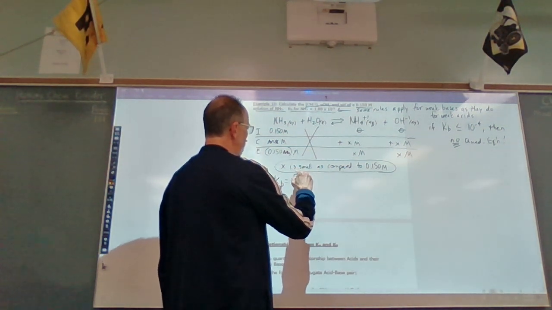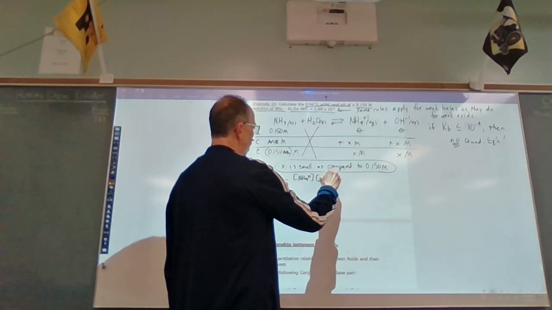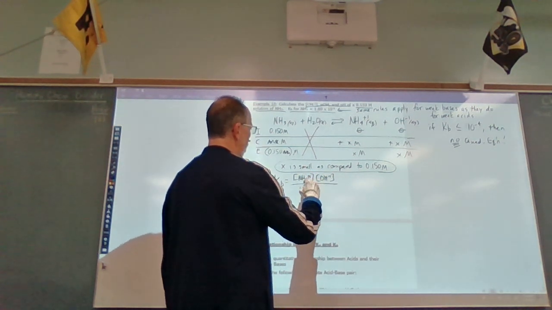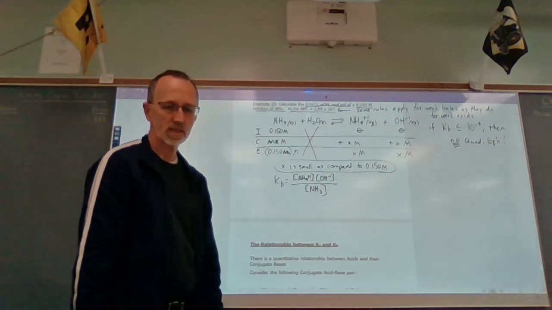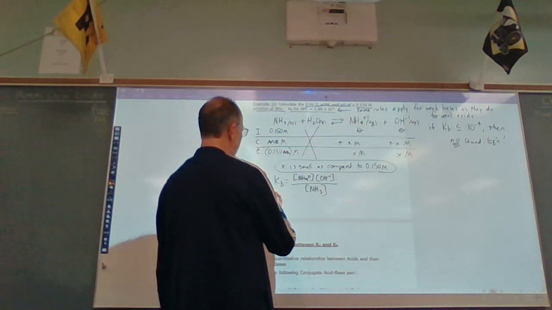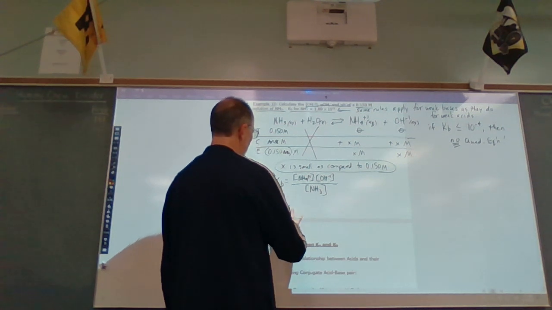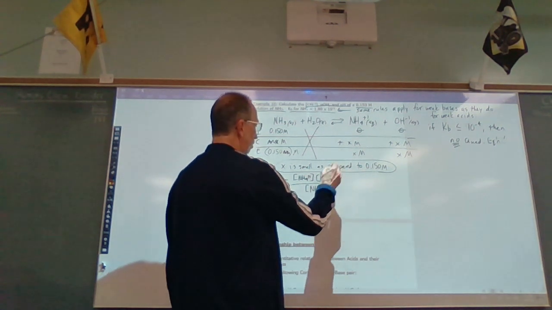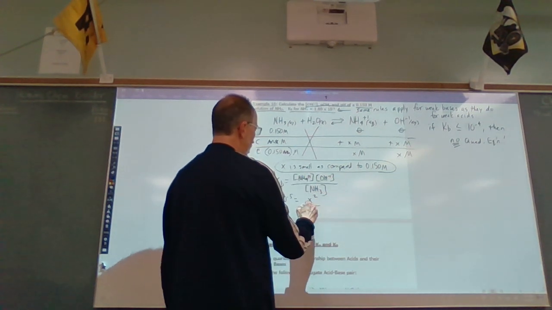Kb is the concentration of ammonium, concentration of hydroxide over the concentration of ammonia. Remember again, water is not in there. And so we have a value for Kb, 1.80 times 10 to the minus 5th equals x times x, or x squared, over 0.150.